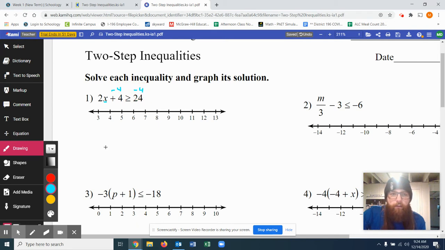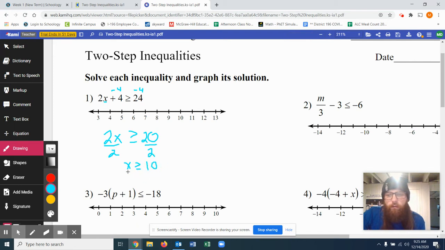And when I do that, on the left side, I'll just be left with a 2x. And I keep the greater than or equal to sign. And on the right side, I've got 24 minus 4, which is 20. Okay, now it looks like I've only got one number to get rid of to figure out what x is equal to. The number is going to be 2, and since it's 2 times x, I'll divide by 2 to get rid of the 2. So that means I have x is greater than or equal to 10.